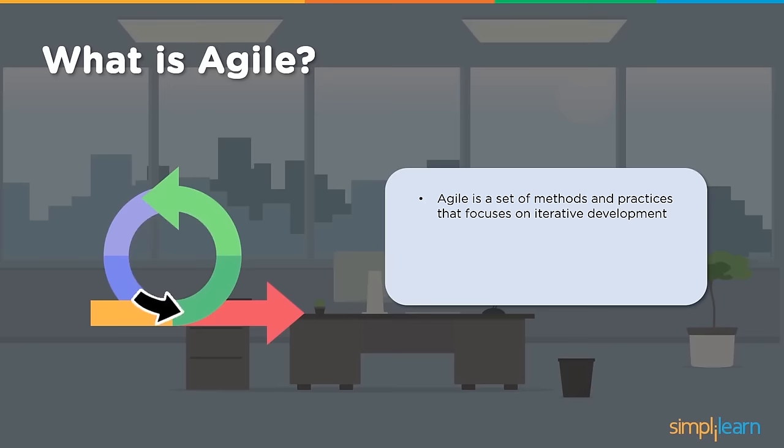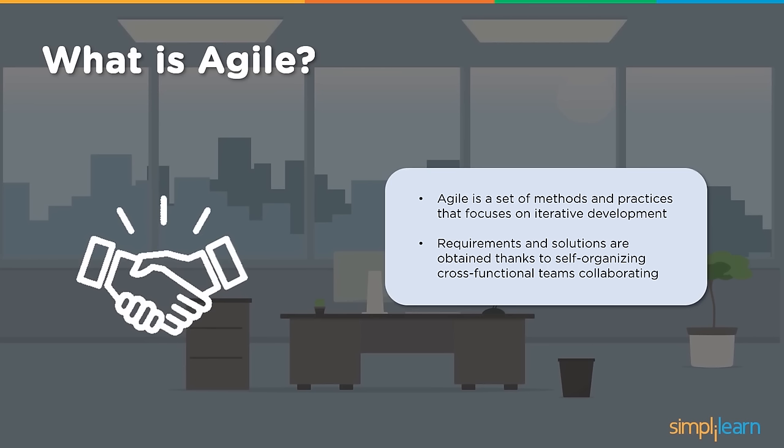Requirements and solutions are obtained thanks to self-organizing cross-functional teams collaborating. These are teams of 7 plus or minus 2 in size, who have various different skills. Each of the team members has different skills and they complement each other. Today DevOps speaks about this cross-functional team owning everything as a single team. Some organizations have already demonstrated their DevOps capabilities by having this approach, a self-organizing, cross-functional team having accountability for the entire piece of the product module they have created. This improves accountability and also ensures better visibility of the product being created and delivered.